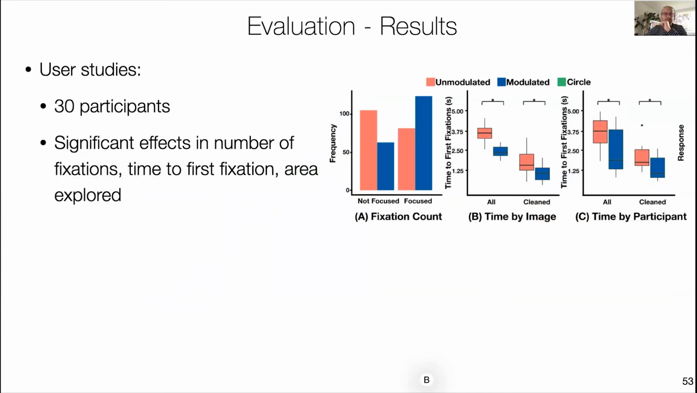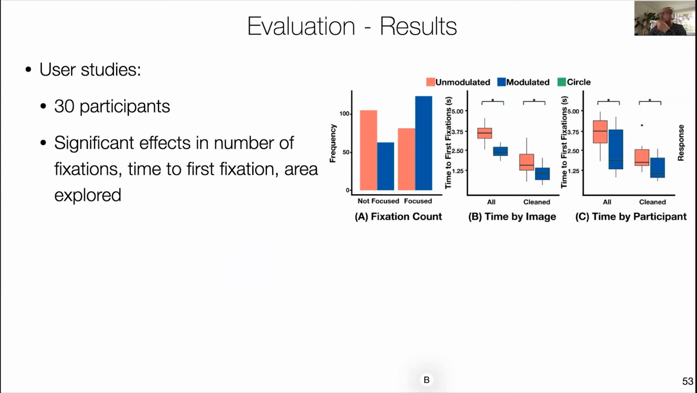So overall, we had a couple of studies, overall 30 participants. And in a nutshell, we saw a significant effect in the number of fixations and time to first fixation. So basically, compared to no augmented saliency change or saliency modulation, the people looked significantly more often in that area, and they looked significantly quicker in that area. We have to say that in many cases, before that, the people didn't look there at all. Okay, so that's the first thing.